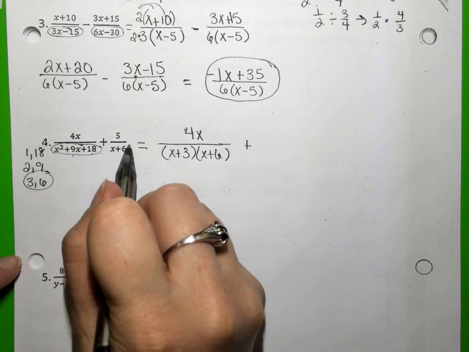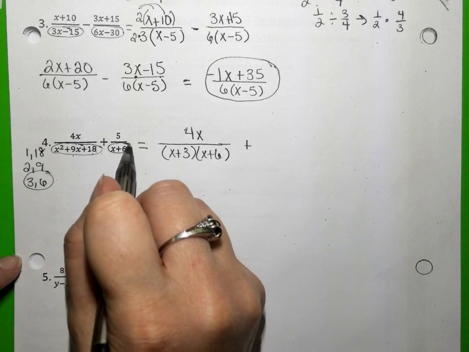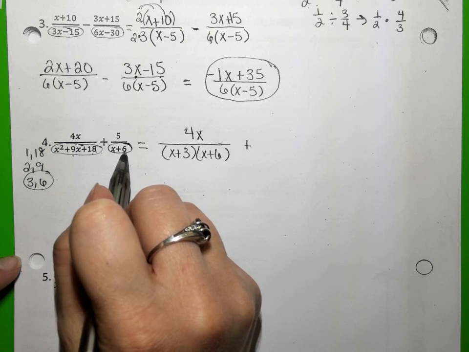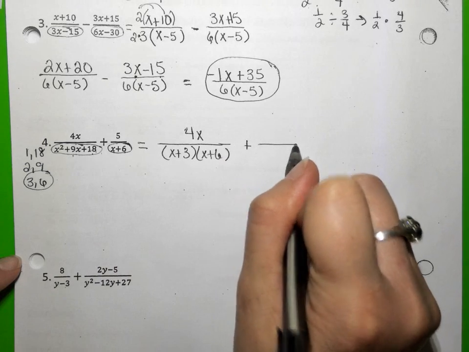All right, can I do anything to this denominator? Two terms. You look for a GCF. Does it have a GCF besides 1? Nope.